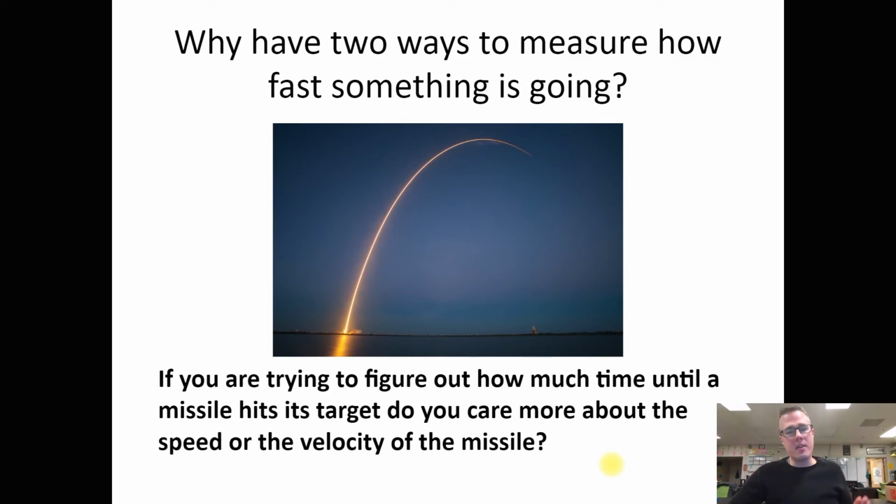So for example, your rocket goes up and makes this arc. So the rocket is taking a curved path, but if you were watching it on a radar screen, it would look like the rocket is just moving in a straight line, straight to its target.